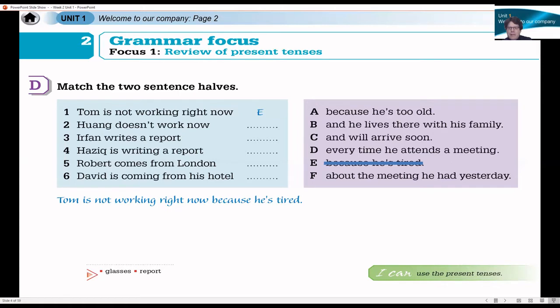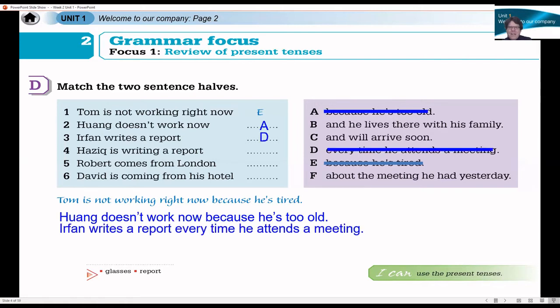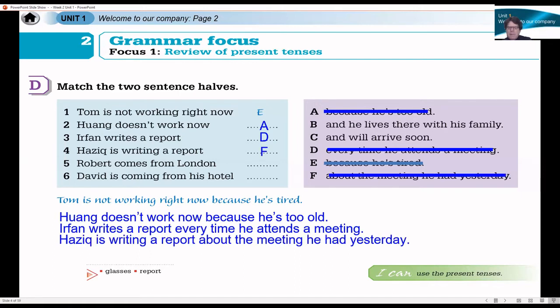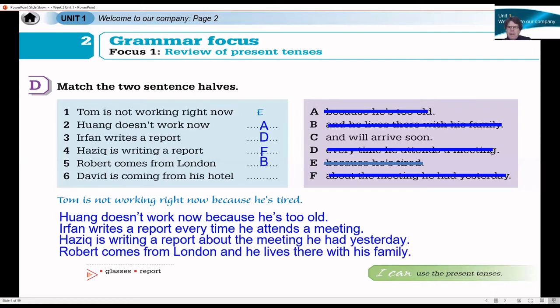Ifan writes a report. Oh, what happened there? Because he's too old, right? Oh yeah. I'm getting ahead of myself. Ifan writes a report every time he attends a meeting. Wazik is writing a report about the meeting he had yesterday. Robert comes from London and he lives there with his family. David is coming from his hotel and will arrive soon.